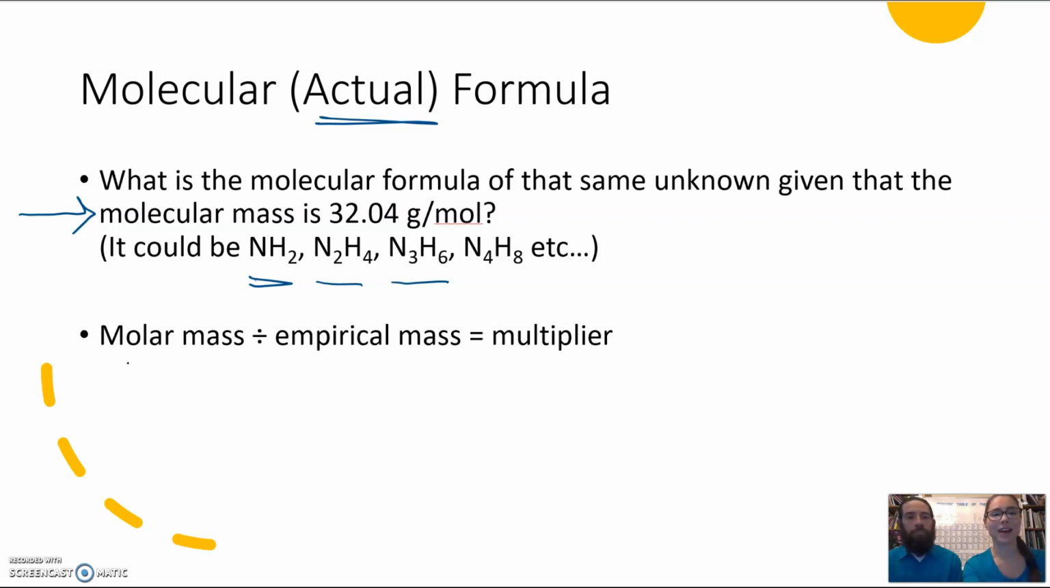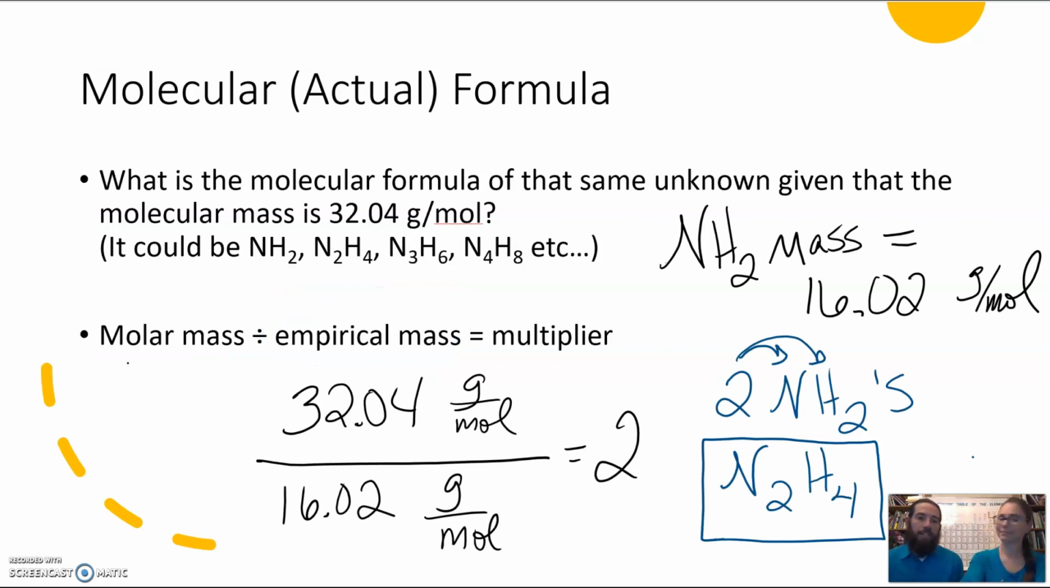And the way that you do that is calculate your empirical mass from what you just calculated, and then the given molar mass you're going to divide to get your multiplier. How many of those empirical formulas fit into the actual formula? That's the multiplier.